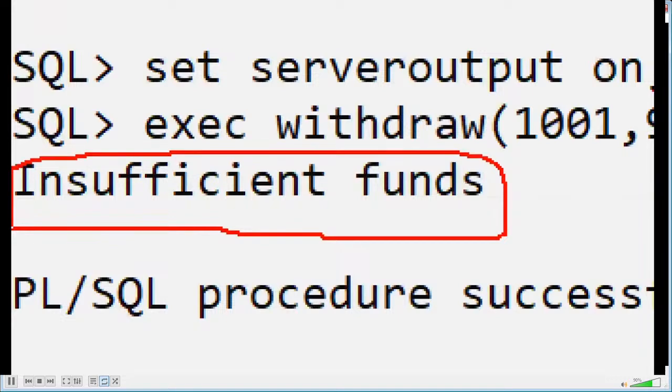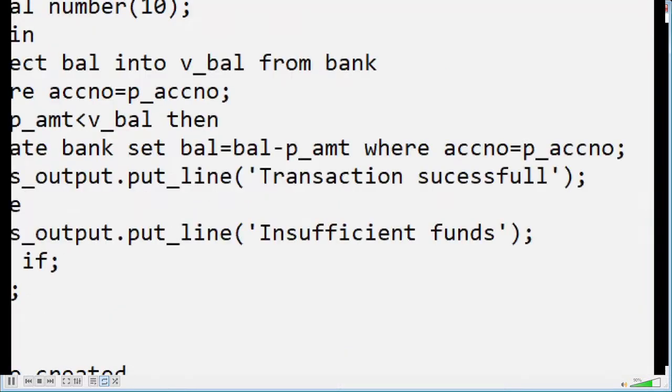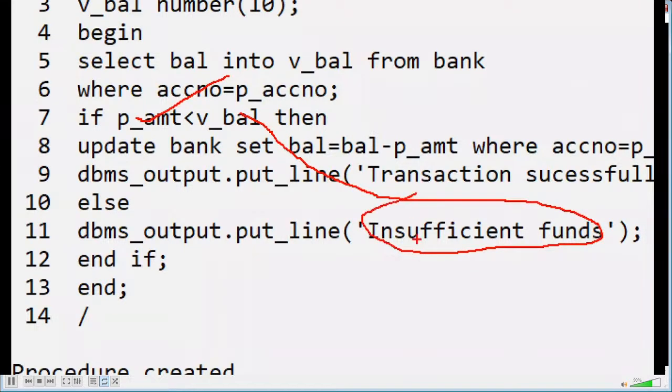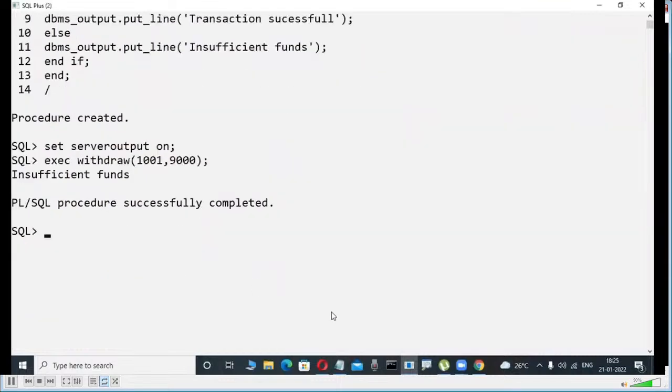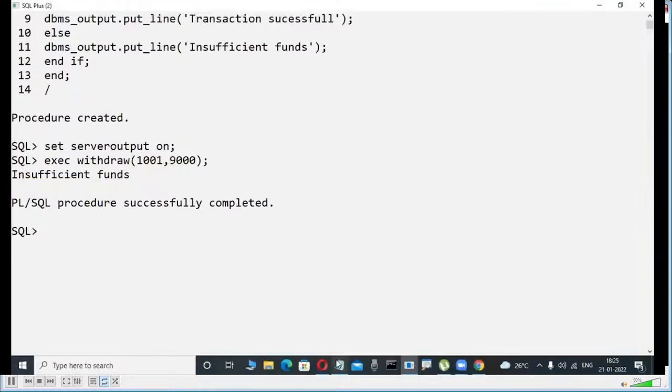How is it possible? This coding is executed. Whatever I'm writing is executed. Or maybe your amount is more than the available balance. That's why insufficient funds. It will display the message. Yes. Now suppose, for example, observe the logic here. Maybe the insufficient funds message will be displayed or not? Yes. Now check it out.